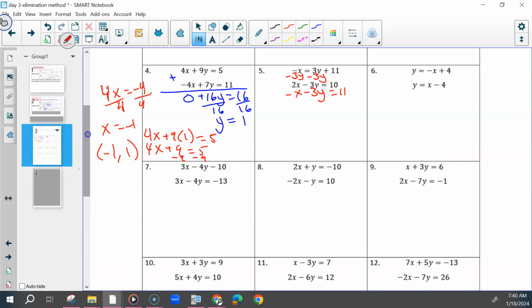Why did we move it? Why did you minus y? Not a dumb question. Everything has to be lined up. The x's, the equals, the y's. And they weren't before. So now that they are, what's the common coefficient that we're going to eliminate?